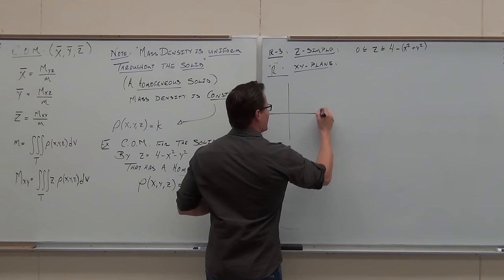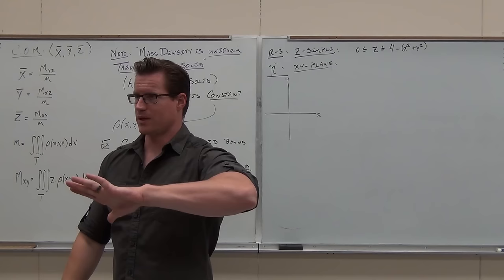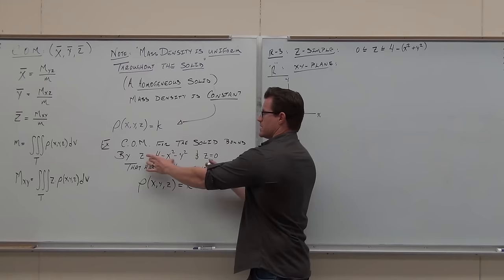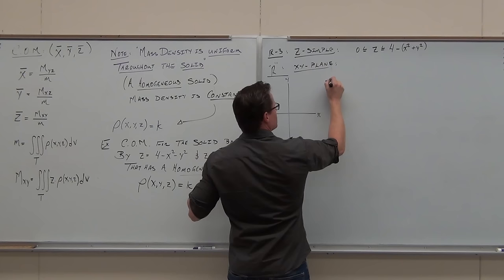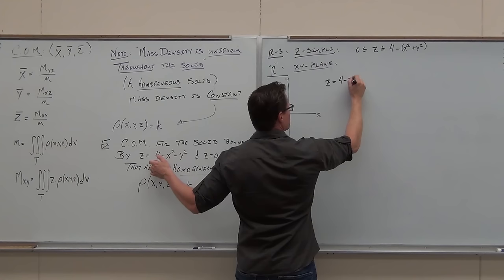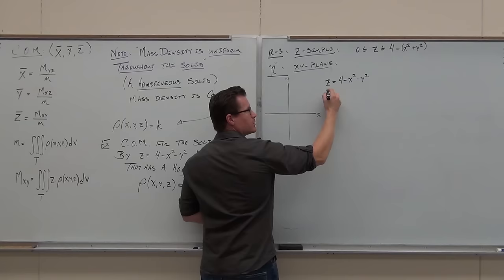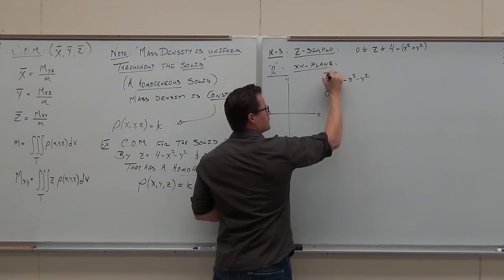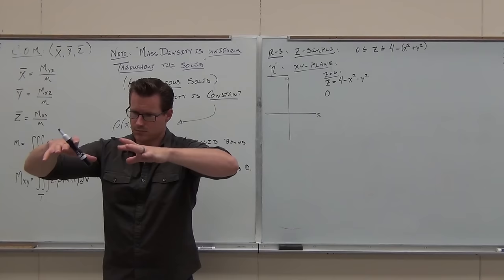XY plane. Plug in z equals 0, and you're on the XY plane. Does that make sense? Look at that, these two things intersect on the XY plane. Our level curve is already on the XY plane. If I just set z equal to 0, that means I'm on the xy plane. That's exactly where we need our downward facing parabola to intersect the xy plane.